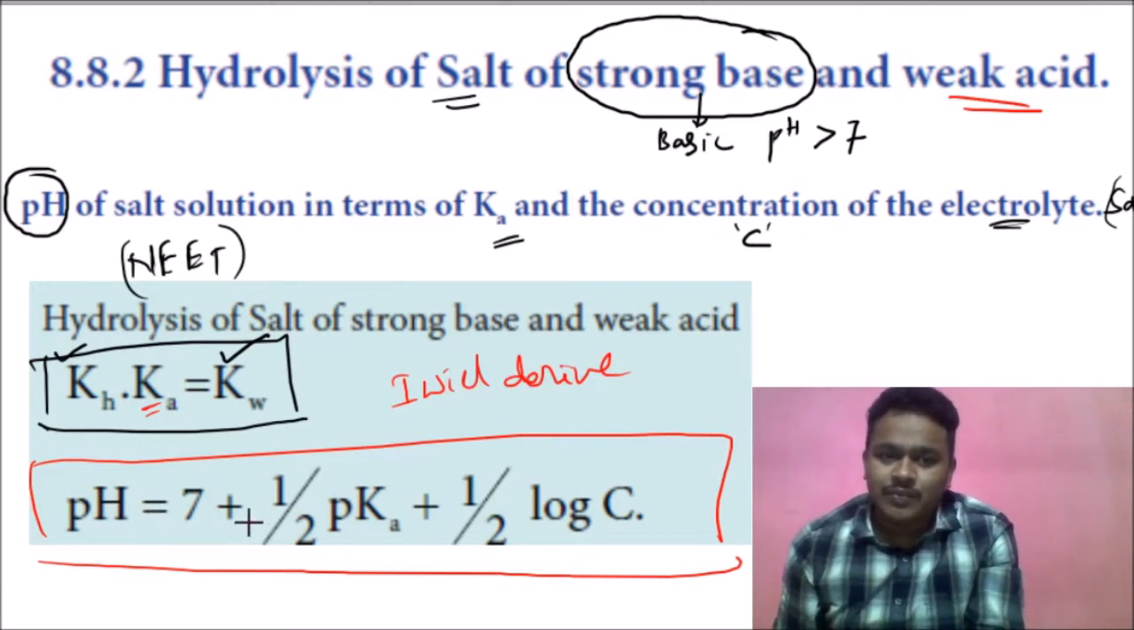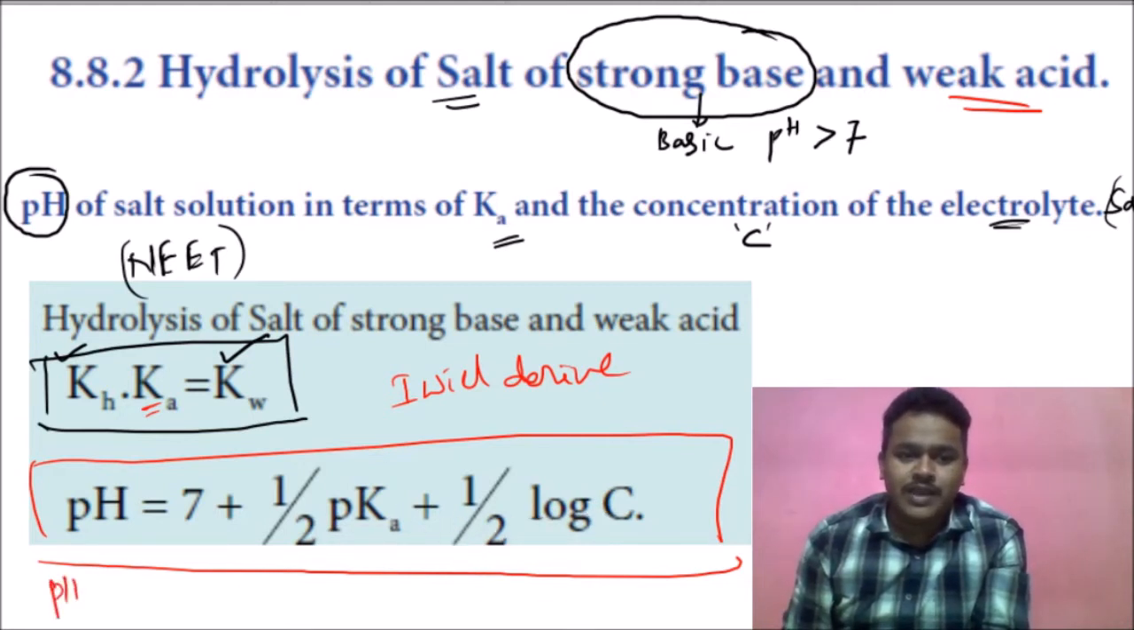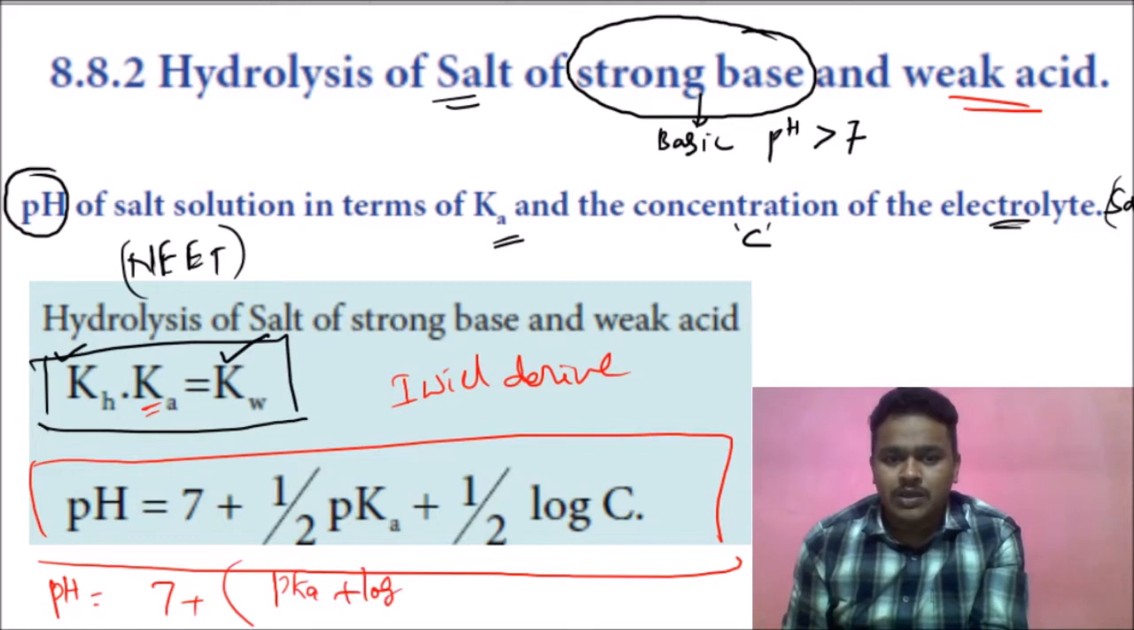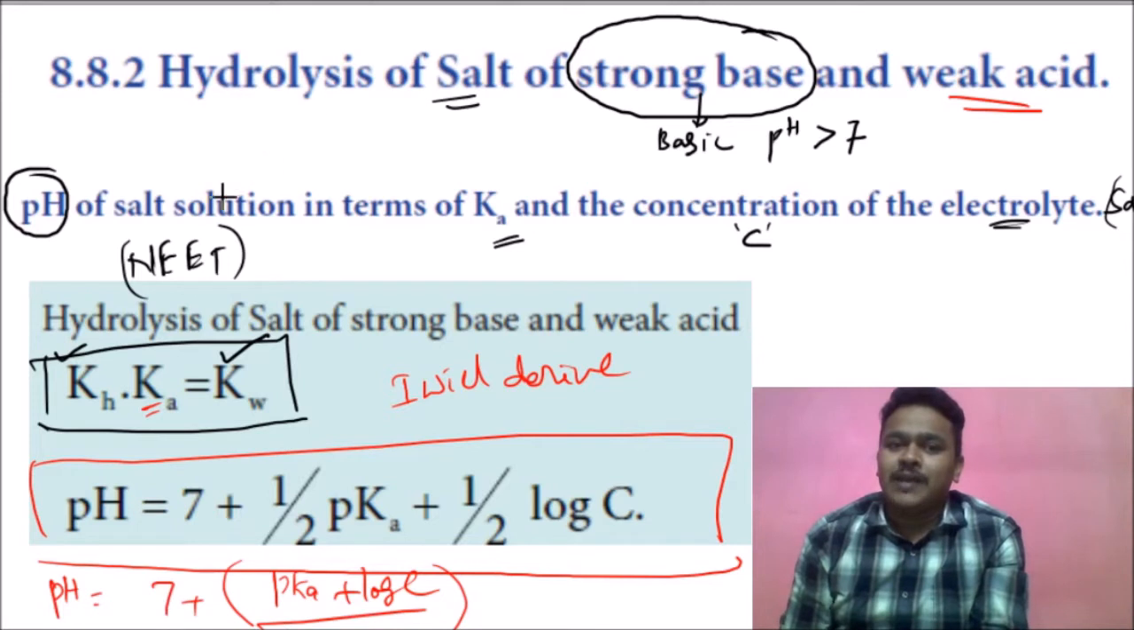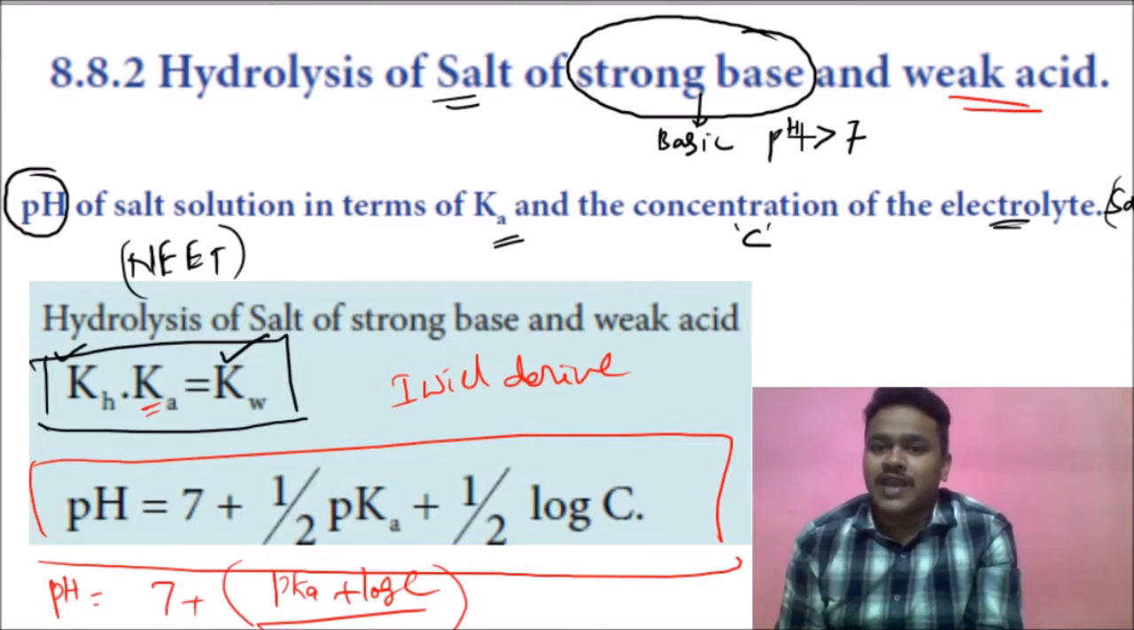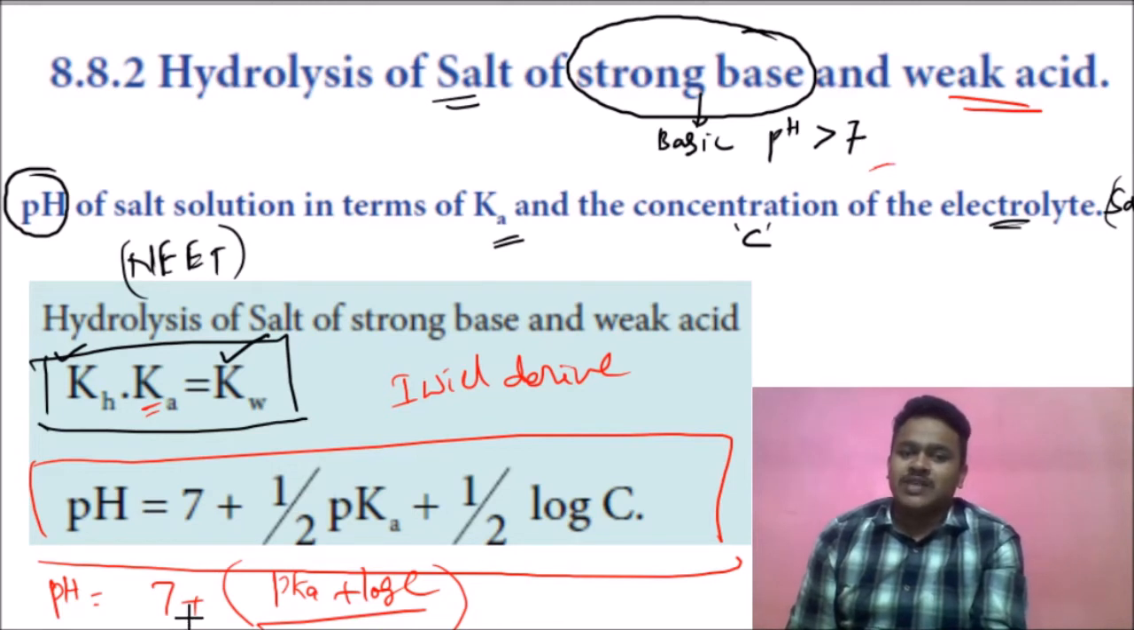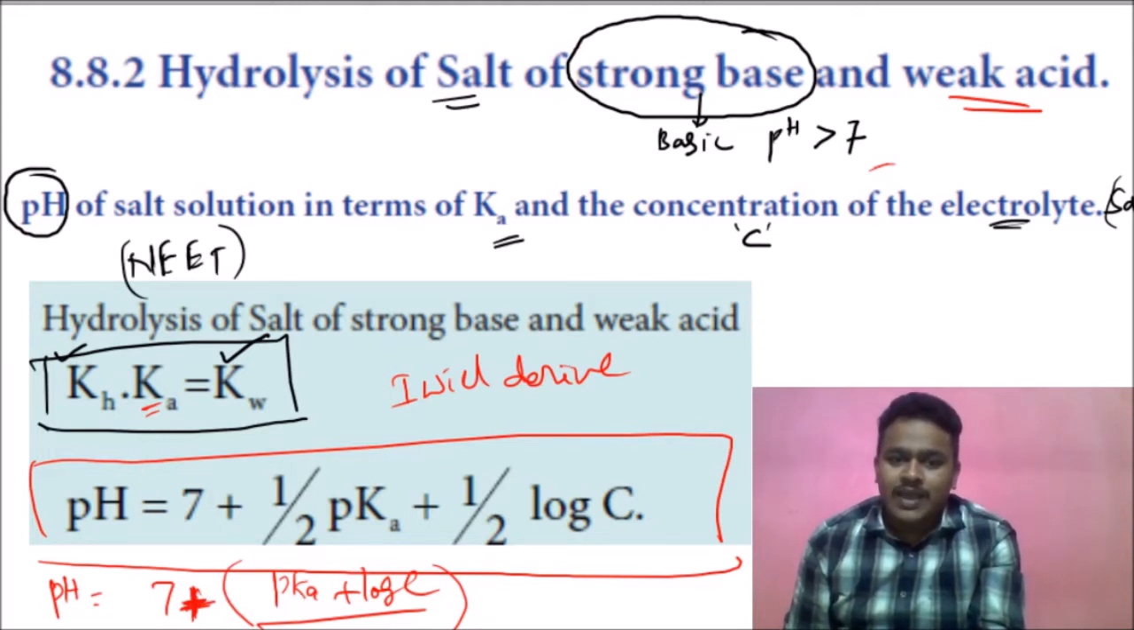pH is equal to 7 plus pKa plus log C, by 2. I will write like this: pH = 7 + (pKa + log C)/2. How can you remember? It is a salt solution of strong base and weak acid. Strong base means basic nature coming, so that pH is greater than 7. So definitely more than 7, so I am writing 7 plus (pKa plus log C) by 2.